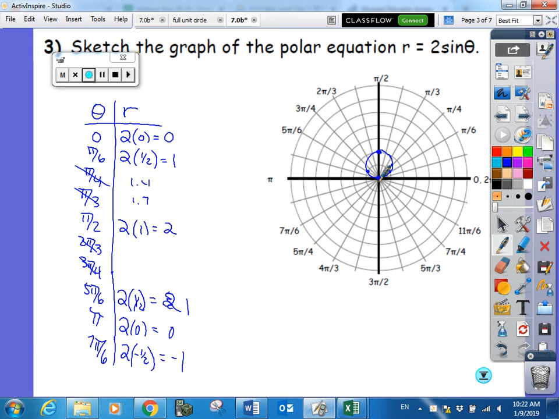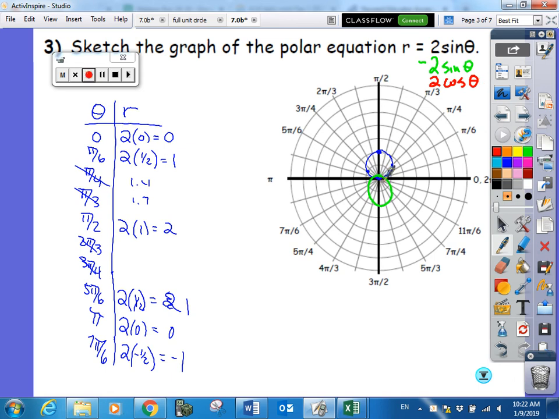We would expect 3 or 4 points. It'll always tell you 3 or 4, I don't know which one it is, one of those two. And there's your graph. Now, what do you think would happen if I made this negative 2 sine theta? Yeah, so it'd be down here. What about if I made this 2 cosine theta?